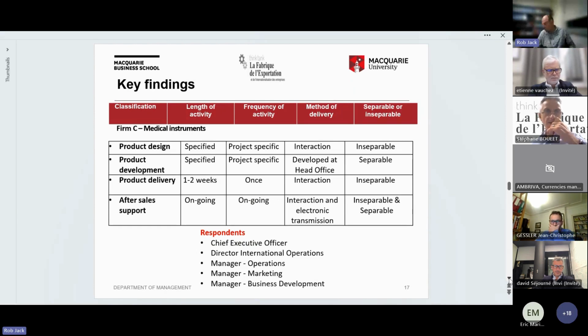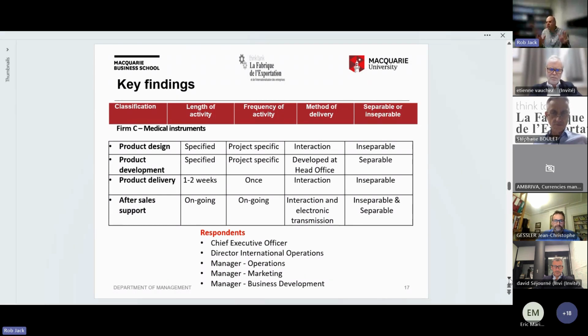The third one is the one that I quoted from at the beginning of the presentation. So again, a very sophisticated product, tangible product, medical instruments, which require additional service activities around design, around development, around delivery, and around after-sales support. And again, you're seeing here the length of these activities. Are they ongoing? Do they happen in restricted time periods? Are they project specific? Do they require interaction? Can they be delivered online? Are they separable and inseparable?